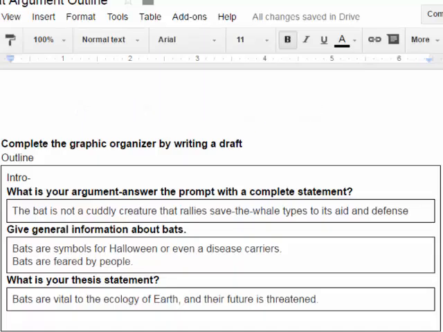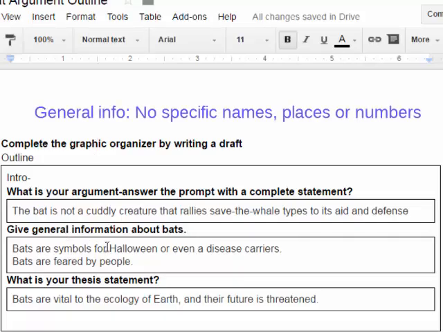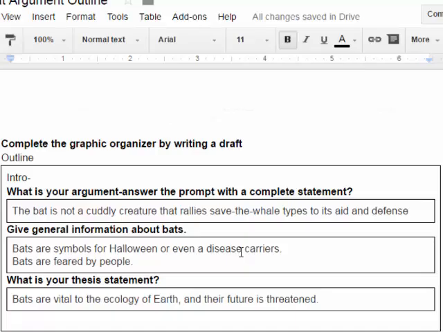The next part is giving the general information about your topic, about bats. And so in my example, I've identified simply that bats are symbols for Halloween or even disease carriers, but notice I did not say what diseases. That's a specific fact that does not happen in your intro. And then I've identified that bats are feared by people. What people? I didn't say. Okay, so your intro is general information set up to entice your reader to continue going.